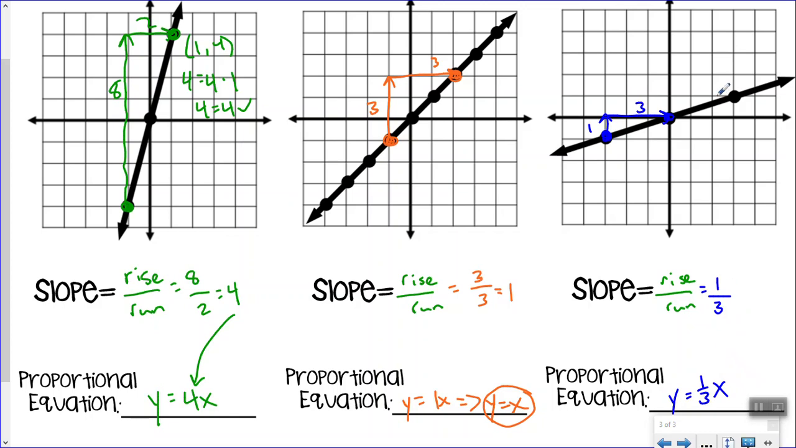So now that we know how to find the slope from a graph, we can very easily link together both the graphs, the tables, and the equations for our proportional relationships.